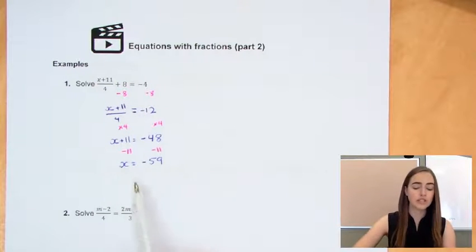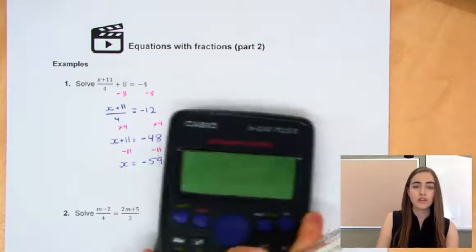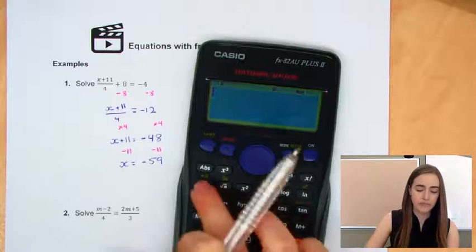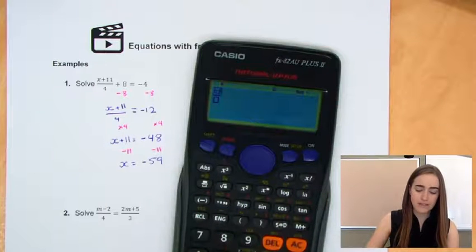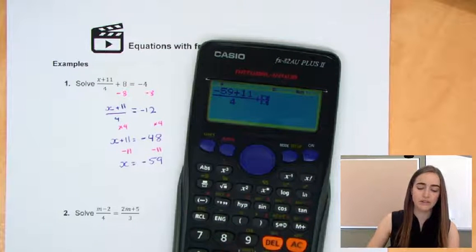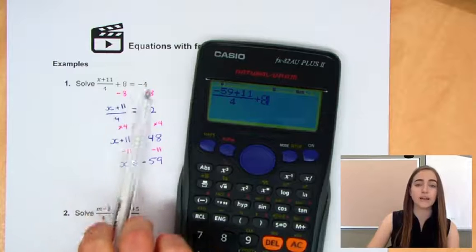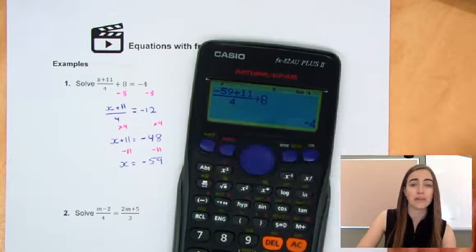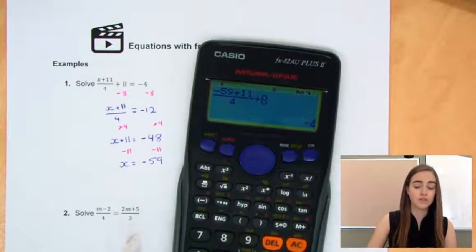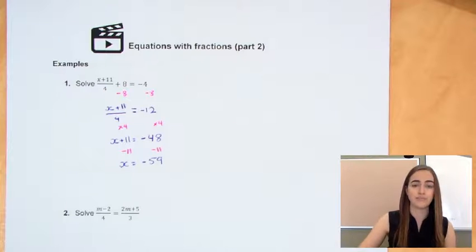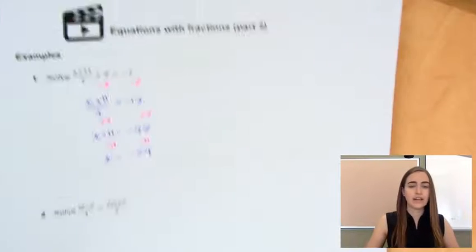And again, you can always check these by substituting in. So if we put that in our calculator, we can have, in our fraction, minus 59 plus 11 all over 4. And we've got that plus 8 on the end. And when we hit enter, we should end up with minus 4. Now, if we didn't get that, we'd know that something had gone wrong. But because we do, we know that x equals minus 59 is the solution to that equation. Let's have a look at the next one.